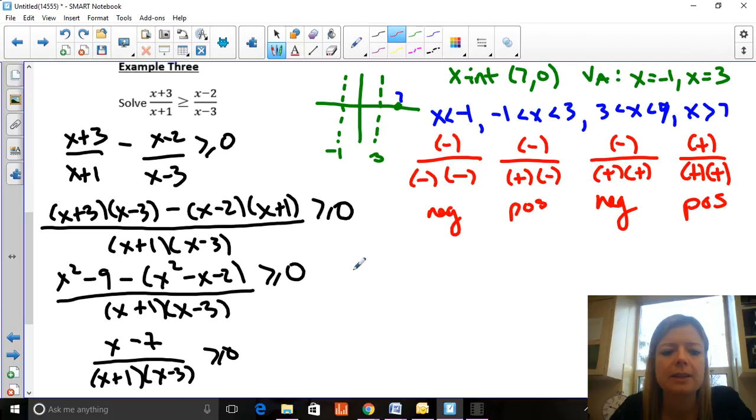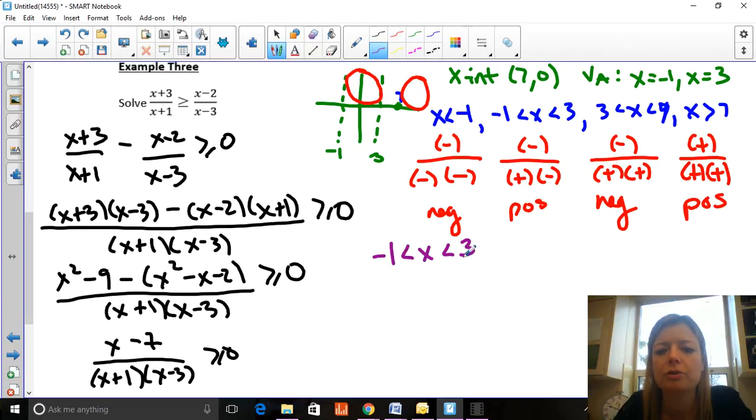So that means this question was looking for greater than or equal to 0, so I'm looking at positive intervals. So that's between here, it's positive, and here it's positive. So I've got to make sure I'm answering this properly. Now, it's between -1 and 3.